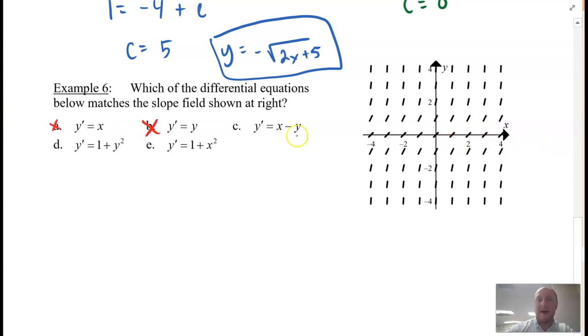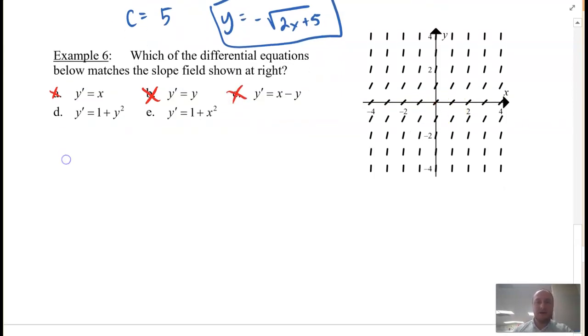Okay. How about x minus y? Well, 0 minus 0 at this point, right? That kind of negates that option. So right away, I can throw that one out. And then we have these two options.